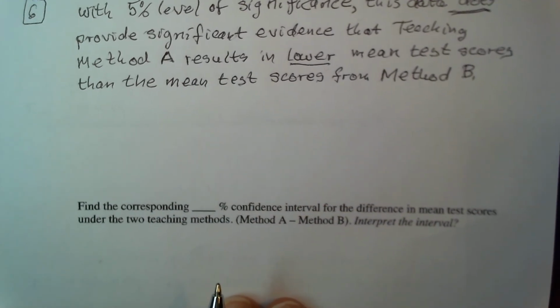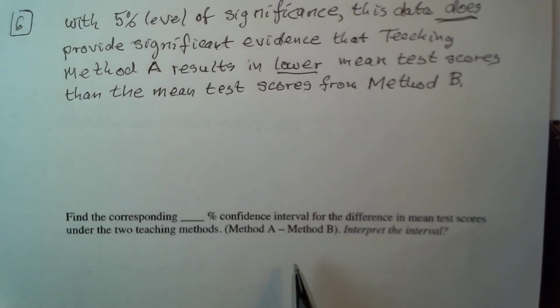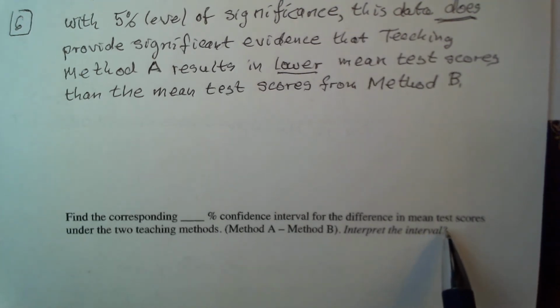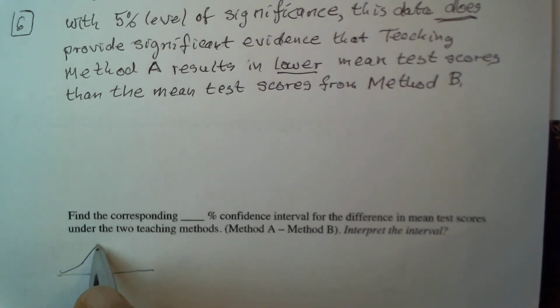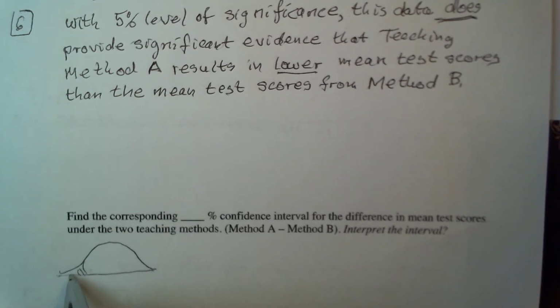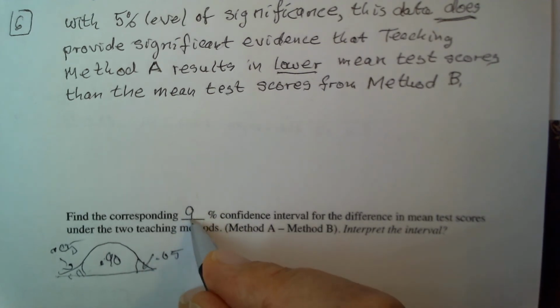To answer the next question, find the corresponding percent confidence interval for the difference in mean test scores, mu sub 1 minus mu sub 2, under the two teaching methods, method A minus method B. We need to remember that we had a left tail distribution with 0.05 in the left tail. So let me just draw it out real quick here. And remember, for the confidence interval, we need to balance this 0.05 on the left with another 0.05 on the right, which means we have 90% in the middle. So we're looking for a 90% confidence interval.